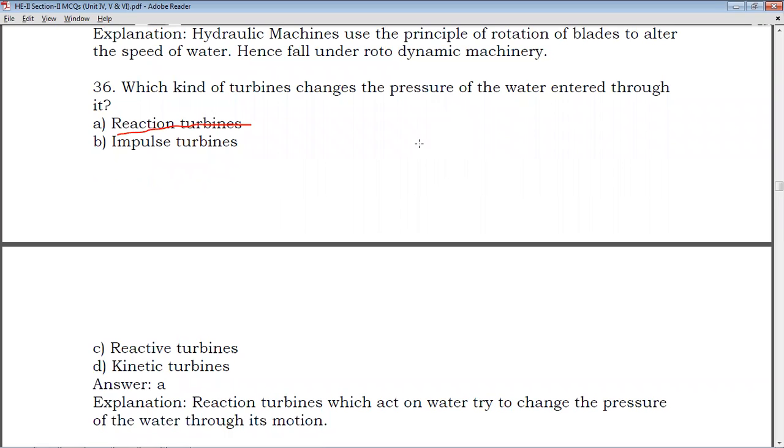Now, why do we do this? So that the outlet energy of the water is less than the inlet energy. For that purpose, we decrease the pressure of the water which has entered through the turbine.